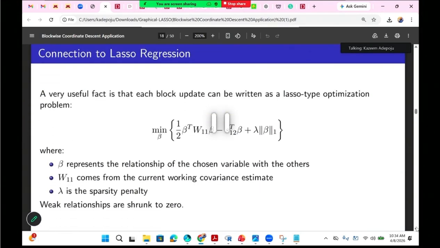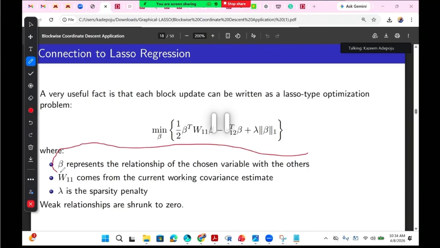Now, what is the connection to lasso regression? I need you to pay attention. What is the connection to lasso regression? If you take a look at what I said here, the beta will represent the relationship between the chosen variable that you are trying to update right now and the others. That is what the beta is. And let me tell you this: if the relationship is indirect, you know what will happen? That beta will be 0. Does that make sense? But if the relationship is direct, it's going to be non-zero.